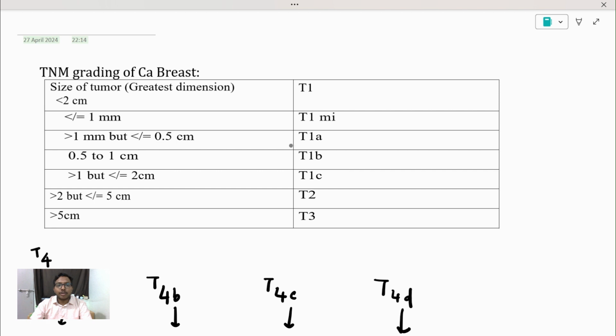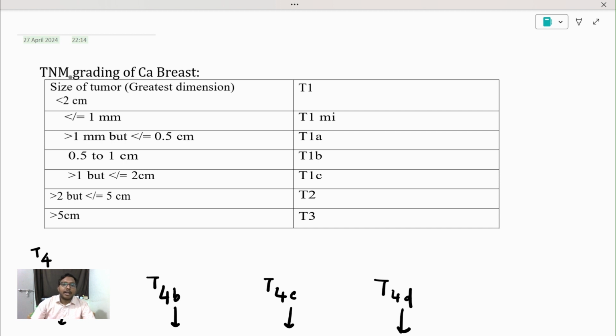Today we are going to discuss mainly TNM grading of carcinoma breast. It is a very important topic both for final MBBS students and PG entrants, and now we will see how to remember TNM grading of carcinoma breast easily. First, you know that T is for tumor, N for node, and M for metastasis.